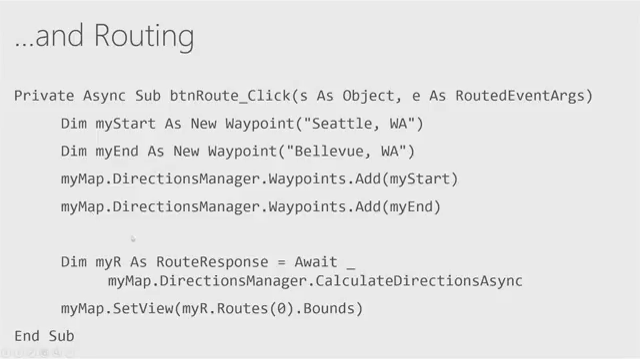And in a very similar fashion, we can do also route calculations. We provide a start and endpoint, and then we calculate the directions asynchronously. So instead of dozens of lines of code, we are now down to a handful of lines of code that does pretty much the same as before and works very efficiently as well.